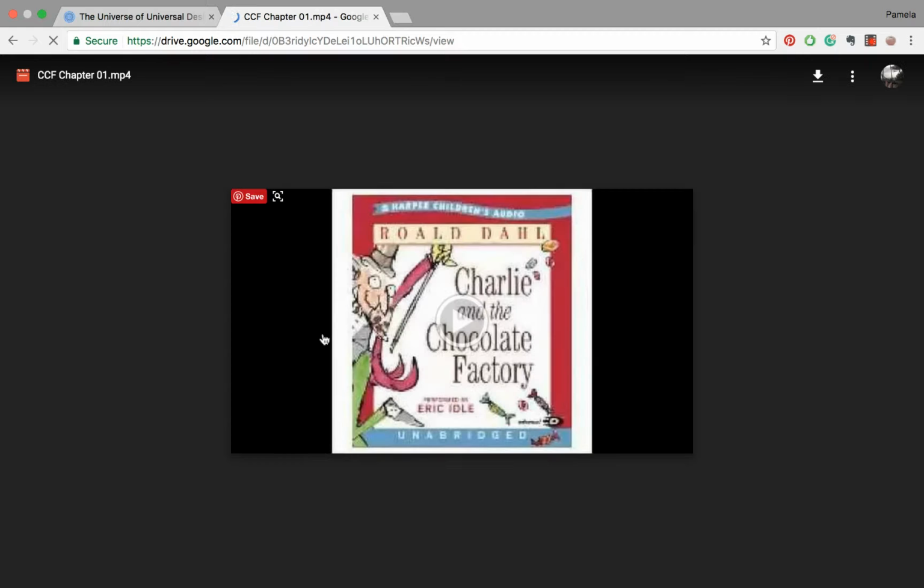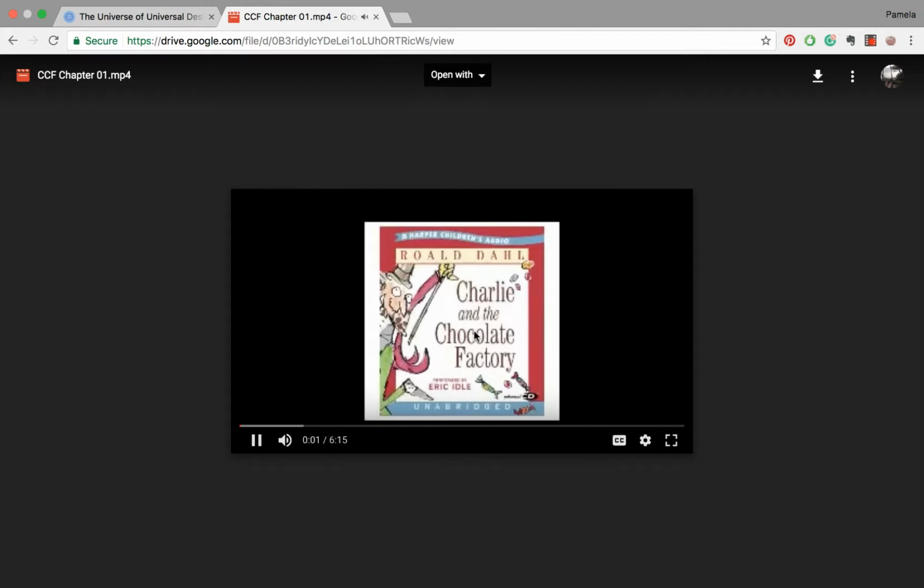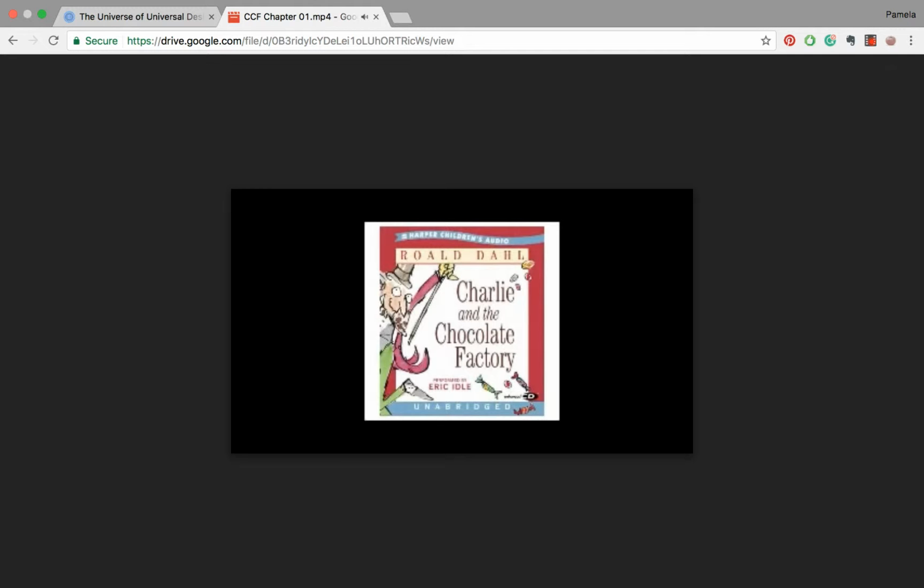Here comes Charlie. There are four very old people in this story. Grandpa Joe and Grandma Josephine are the father and mother of Mr. Bucket.